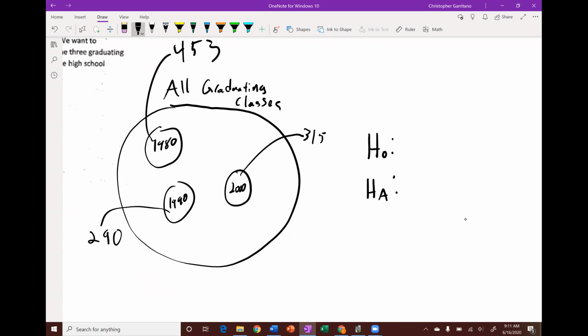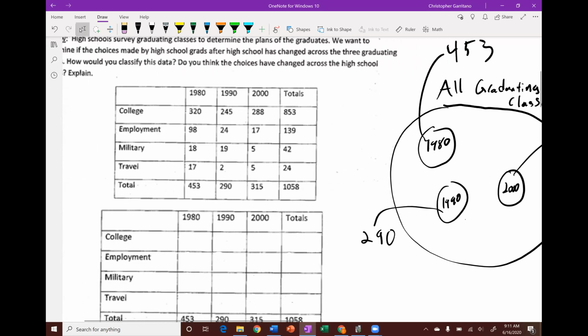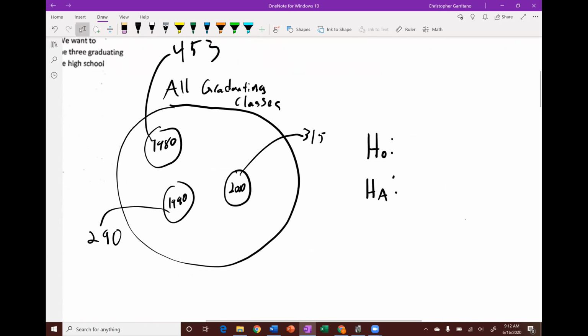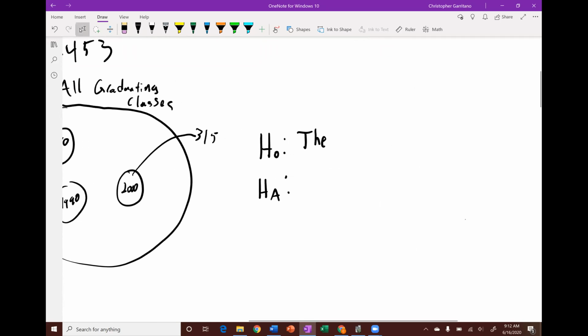So what we are going to do, we're trying to really see, the term homogeneity means same. We're trying to see if the distribution of decisions are the same for 1980, 1990, and 2000. Okay? And that's actually, believe it or not, what we are going to assume. We're going to assume that the distributions of decisions are homogeneous. And I know I'm going to spell this wrong. Among graduating classes.